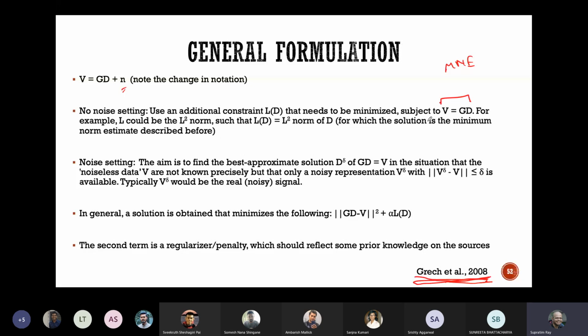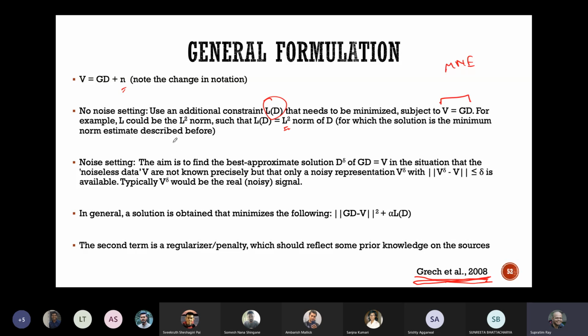But here what I was doing was, I had put a constraint on D. In this case, my constraint was the L2 norm. So LD was the L2 norm of D, and then I was trying to minimize LD. LD in this case for MNE is just the L2 norm of D.